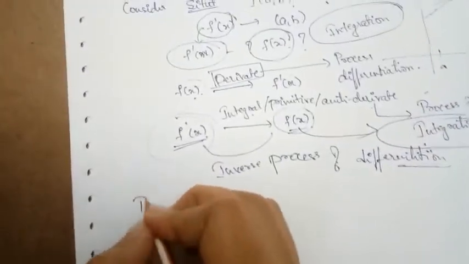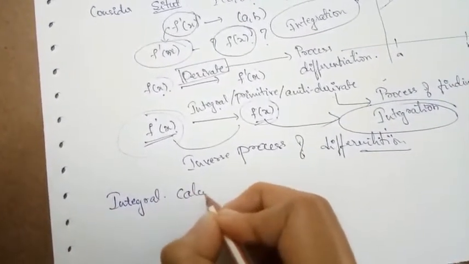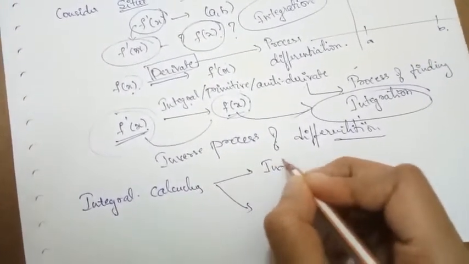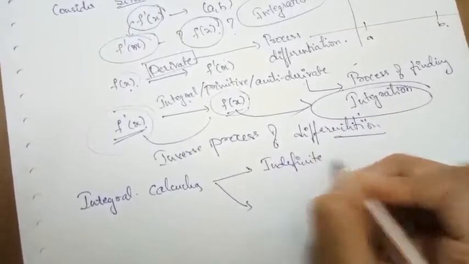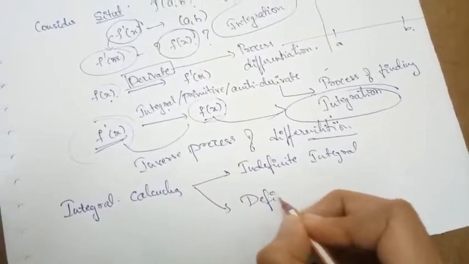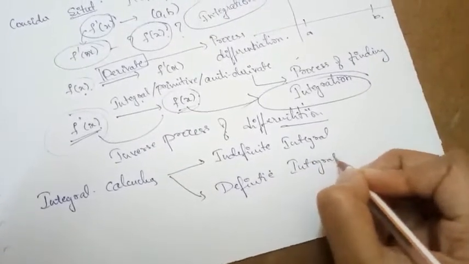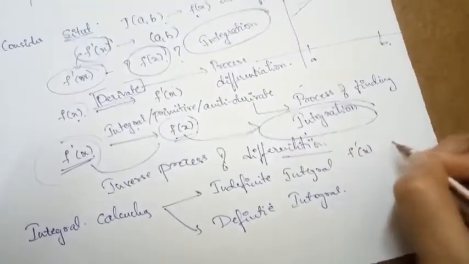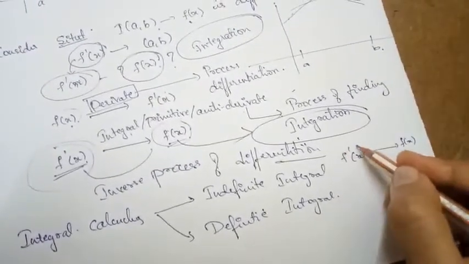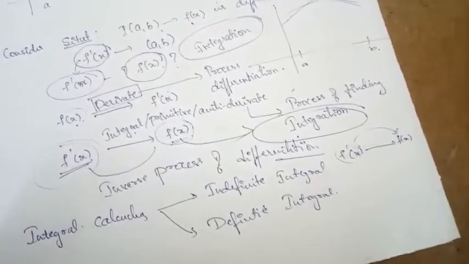So clearly, integral calculus consists of two types of integration. One is the indefinite integral, and another is the definite integral. The indefinite integral is nothing but the process of finding an antiderivative of a given function. When you are given a derivative and you are finding the antiderivative of a given function, that is called an indefinite integral.